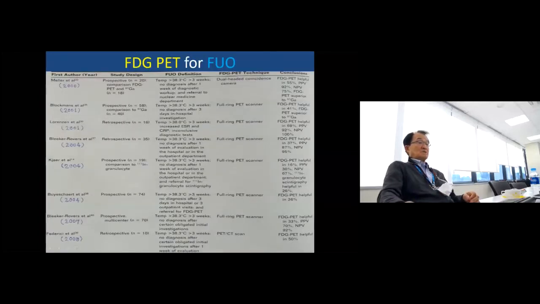So here all this was reported in a few studies by FDG. But as you see here, the positive predictive value is very high, but sometimes not good. But if you see something, that's more useful. But if you don't see anything, it still does not exclude certain unknown diseases.